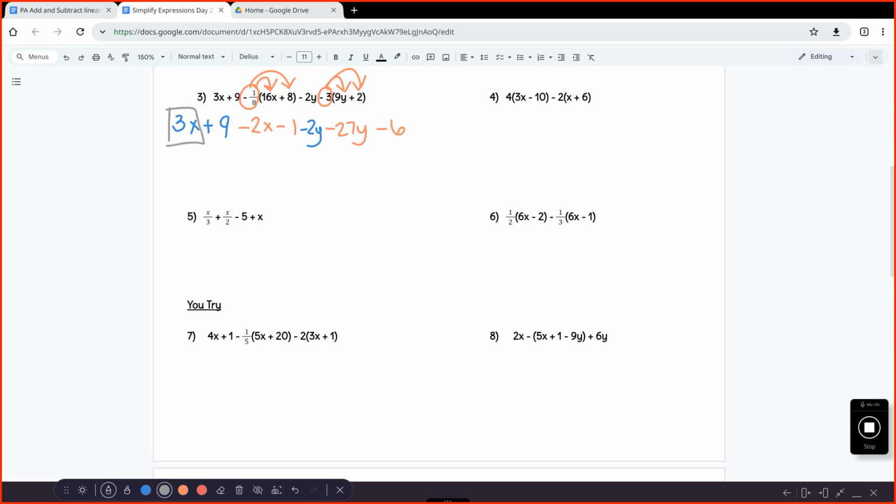We're going to combine our like terms. We've got 3x and negative 2x, and when you combine those, you get 1x, or just x, okay? And then we are going to combine negative 2y plus negative 27y, which gets us negative 29y. And then we are going to combine the constants, I put these in a cloud, my last ones, positive 9 minus 1, so that's positive 8. So we have 8 minus 6, and that gets us 2.